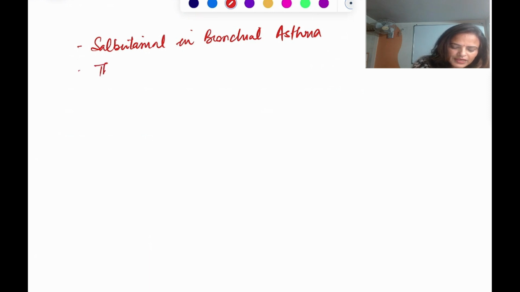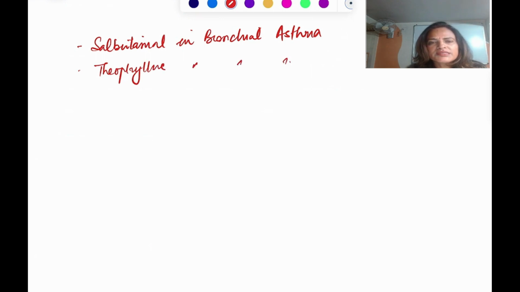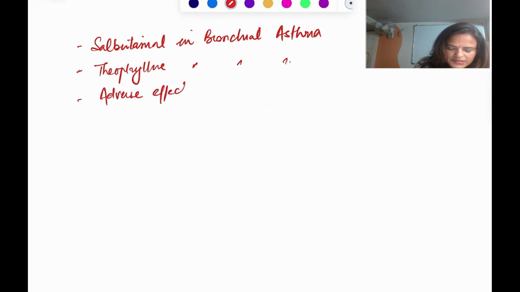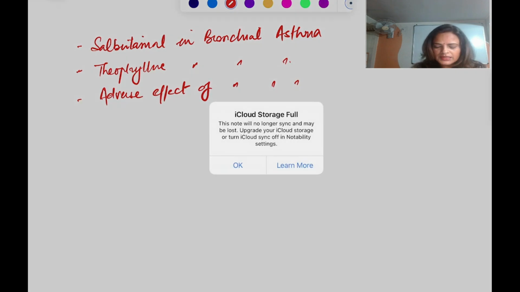Then theophylline in bronchial asthma. Here you have to write that it is an adenosine receptor antagonist, a phosphodiesterase inhibitor, and that it activates histone deacetylase. All that you have to write for theophylline. Then the adverse effects of theophylline. This is important, because the safety margin of theophylline is low.